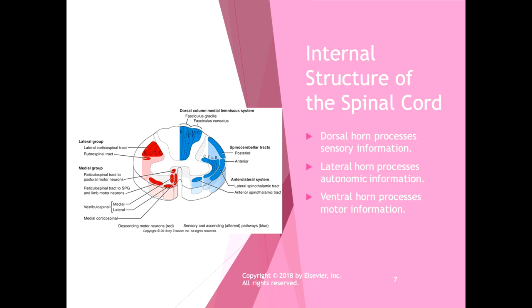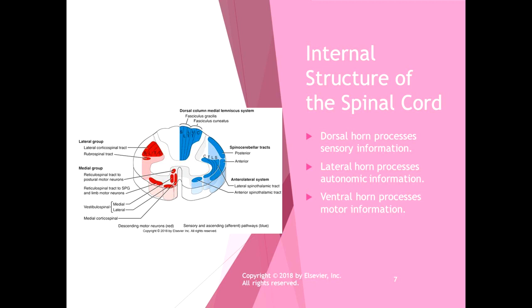So, the internal structure of the spinal cord is pretty interesting, the way it's laid out. So, that H-shaped or butterfly-shaped, however you want to say it, gray area in the spinal cord consists of cell bodies. White area is axons, and so the white area in the spinal cord is the spinal tracts that we've talked about. So the dorsal column, medial lemniscus, and the lateral corticospinal tract, and the spinothalamic tracts and the spinocerebellar tracts, all those ones that we've talked about.